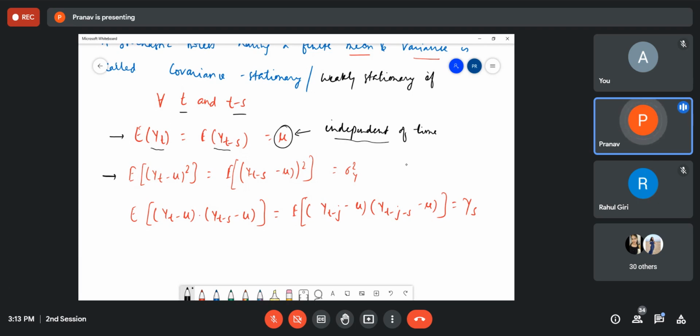Second is the variance of this time series variable. Again, the variance of yt and of yt minus s should both be independent of time and should be a constant. Now, this is very important. Can someone tell me what this entire expression tells you? Anyone? Can you give it a try?